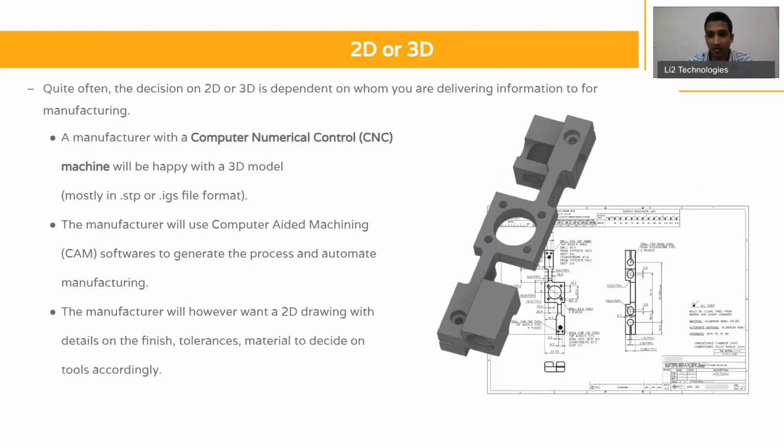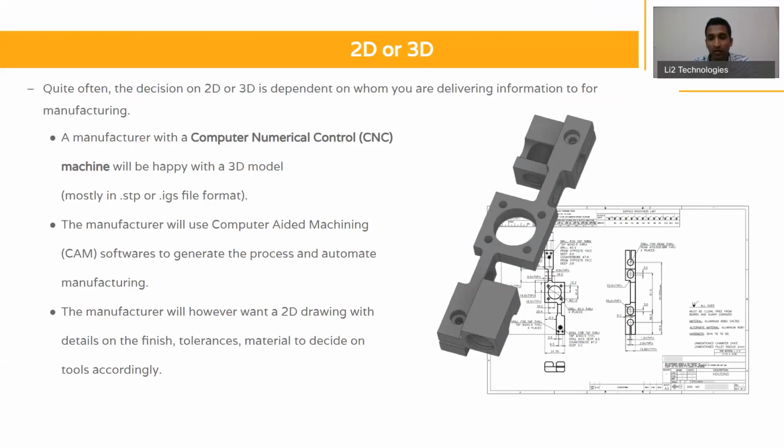So this is a 3D model that is shown here. Even though these manufacturers who have CNC machines use 3D models, quite often they would want a 2D drawing along with it, simply to understand the critical features of the component. Quite often in a 3D model, it's difficult to understand what kind of finishes you need, what kind of tolerances you need. So these aspects come in a drawing.